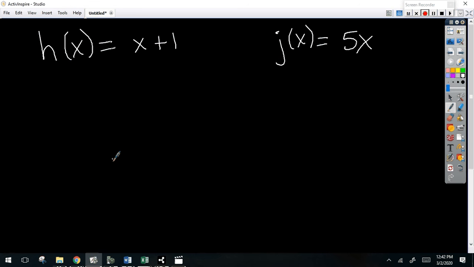What's the domain of h? Negative infinity to infinity. What's the domain of j? Negative infinity to infinity. No restrictions, right? There's no radicals, there's no fractions. Because if there's not a radical and there's not a fraction, it's negative infinity to infinity. There's no restriction, that's right.